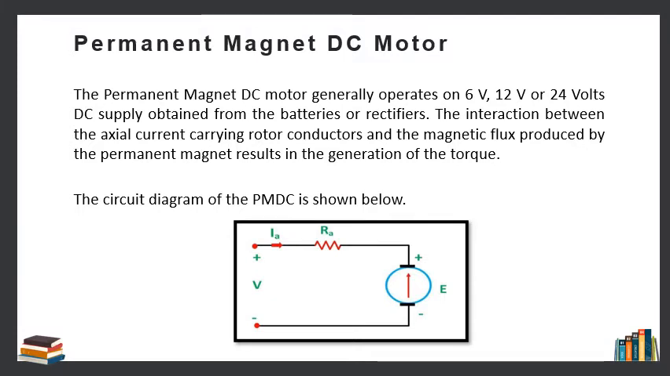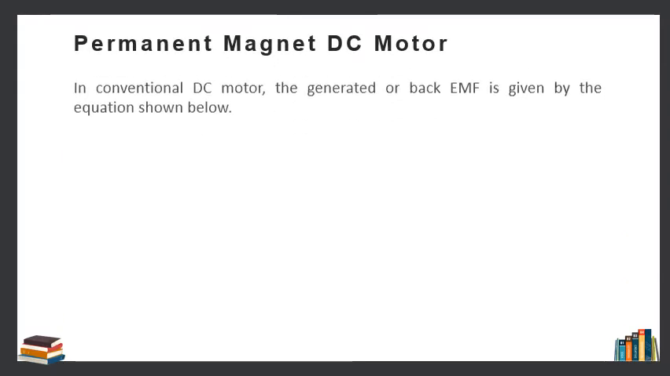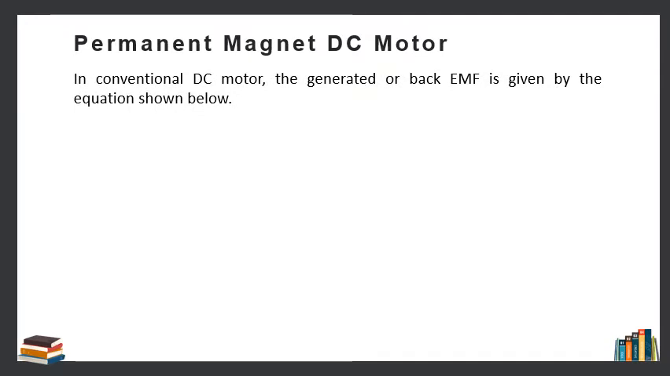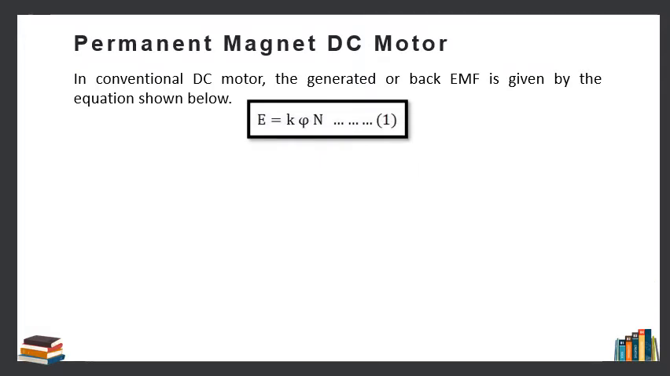Here IA is called the armature current, V is called the supply voltage, RA is called the armature resistance, and E is called the induced EMF. In a conventional DC motor, the generated or back EMF is given by the equation E is equal to K into phi N, or phi NZP divided by 60A.